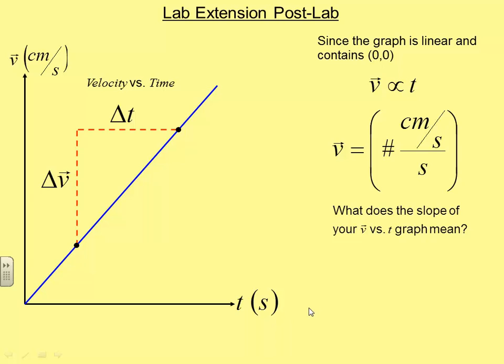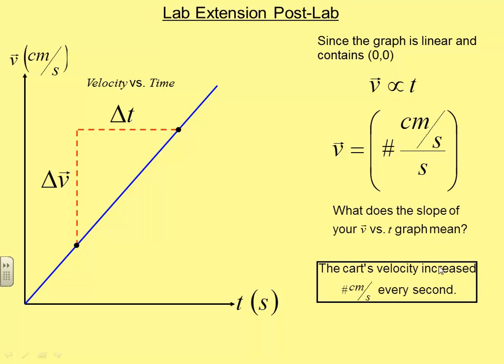So let's say you had a slope of, just to use a round number, 1 centimeter per second in this lab. What would that tell you? Well, it would tell you that your disk increased its velocity 1 centimeter per second every second that went by. It's telling you not what velocity you're going. It's not telling you how much you've changed your velocity. It's telling you how quickly you're changing your velocity, or how fast your disk sped up.